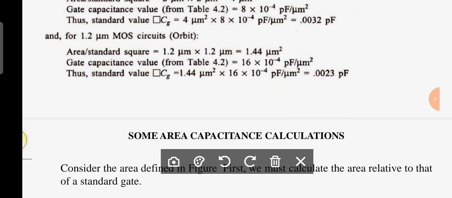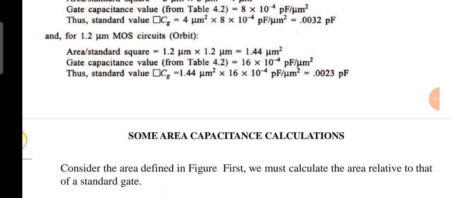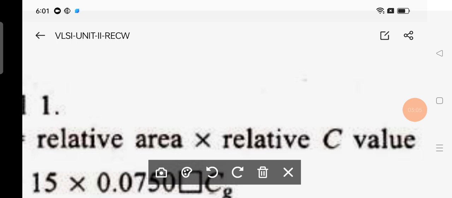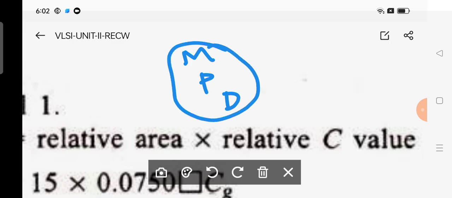Now you can observe some area capacitance calculation. This is a very important thing you have to talk about. First of all, we will talk about the formula. Later we will talk about examples. Is it clear? Now you can see how to determine some area capacitance for different layers. Let us consider if you are having a metal, a polysilicon, a diffusion, how to determine the area capacitance for these three layers or the combination of these three layers.